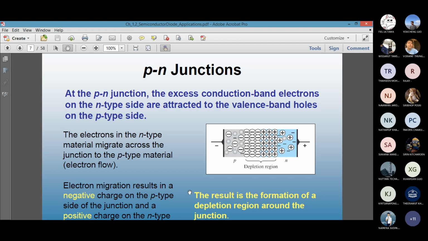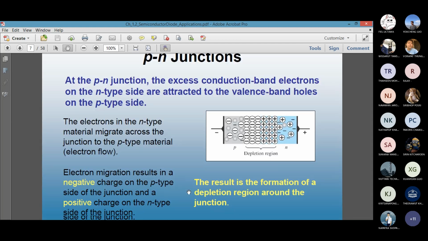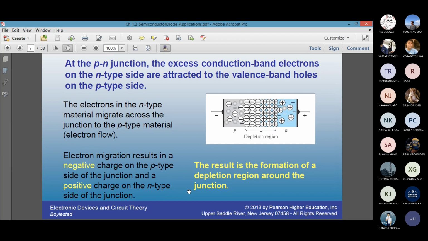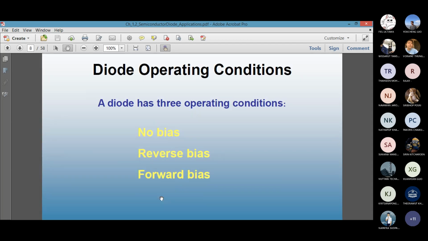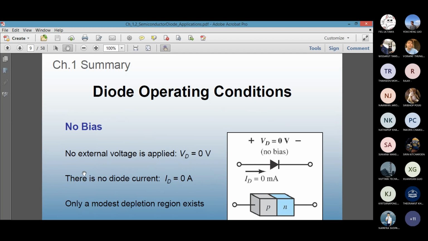When you join P and N, in the middle there is always a depletion region. And if you forward bias, the size of depletion region is moderate. But when you reverse bias, the depletion region becomes wider. You can think of the depletion region as a wall which the free electrons and holes have to overcome in order to conduct electricity. So we asked about these three operating conditions: no bias, reverse, and forward bias.